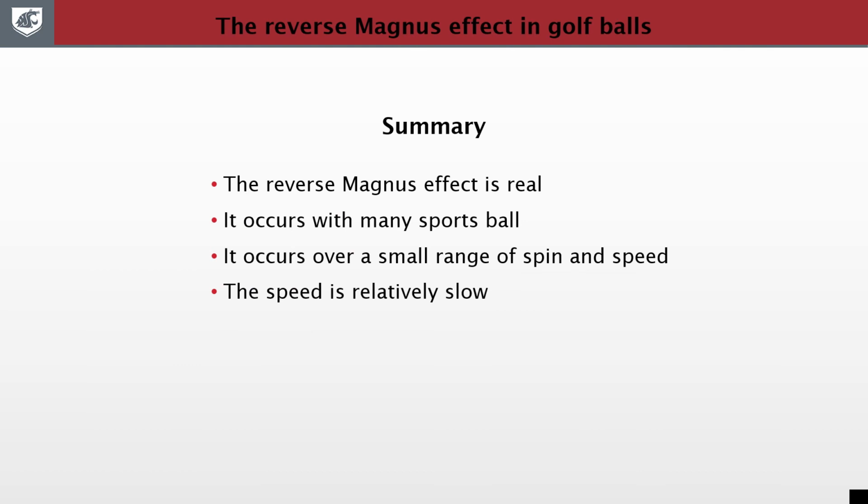Now to sum up, we've shown that the reverse Magnus effect is real and can occur with many types of sports balls. The reverse Magnus effect occurs over a relatively small range of spin and speed. The speed where the reverse Magnus effect is active is at the lower end of speeds observed in play.